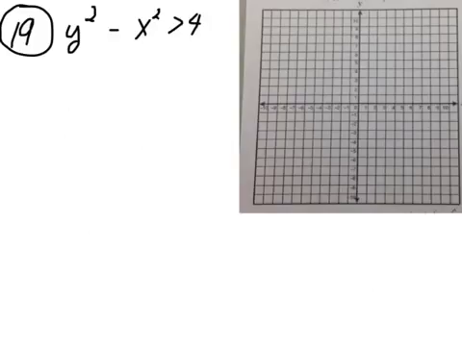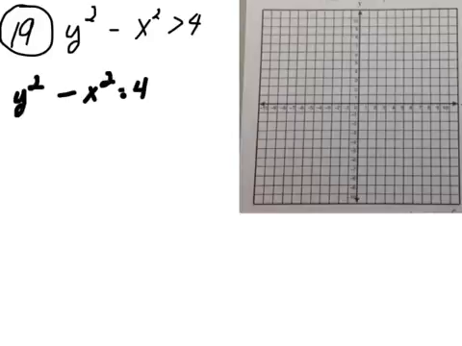In number 19, we're given an inequality, and we're asked to graph it. So if you're thinking about what to do here, you're first going to graph it as if it were y squared minus x squared is equal to 4. That's how we have to think in order to get this going. So y squared minus x squared is equal to 4.